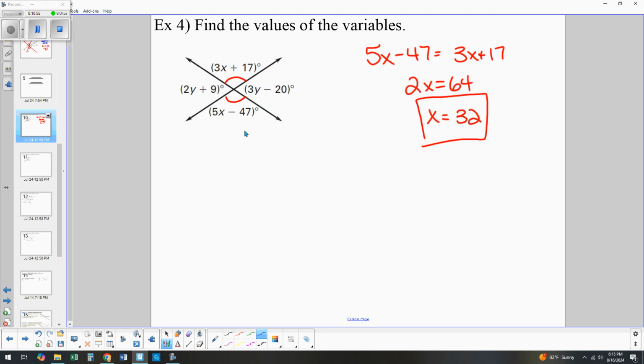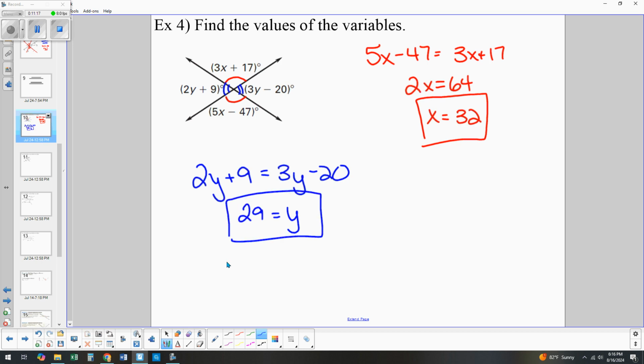And then the same is going to go for the y's. I have a y here and a y here. Those are vertical to each other. Notice I'm using different curves in the corners because it's a different pair of congruent angles. So I'm going to have 2y plus 9 equals 3y minus 20. Subtract 2y and add 20. And now I've solved for y.